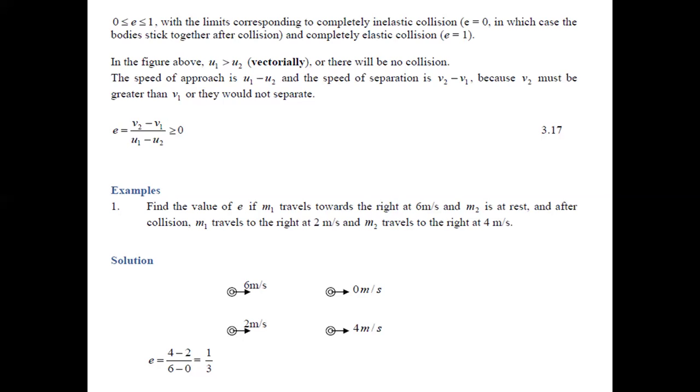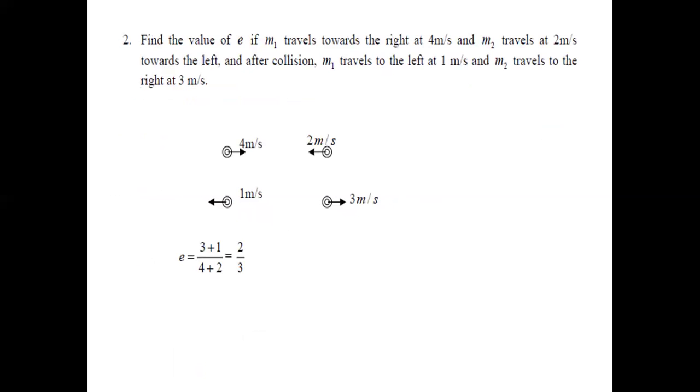What you get is 1 over 3. 2. Find the value of E if M1 travels towards the right at 4 meters per second and M2 travels at 2 meters per second towards the left. And after collision, M1 travels to the left at 1 meter per second and M2 travels to the right at 3 meters per second. That is the diagram.